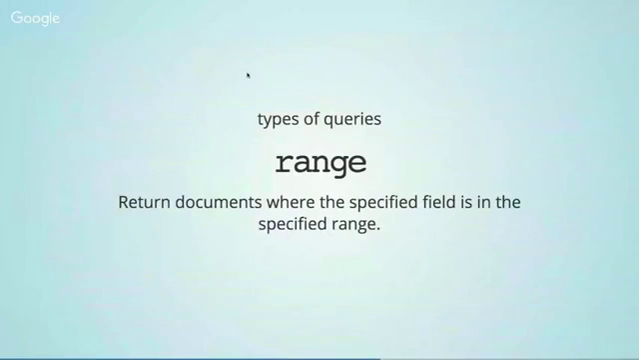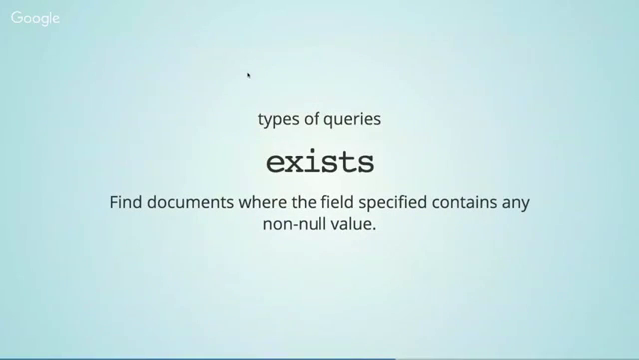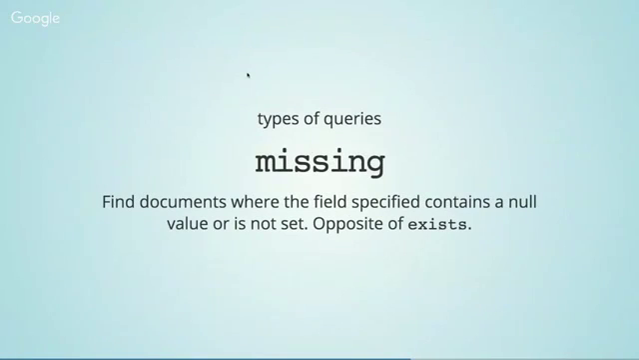Okay. Exists is just saying that a field exists, basically, not populated with a null value, and missing is the opposite. So you might only want documents that have a certain field.